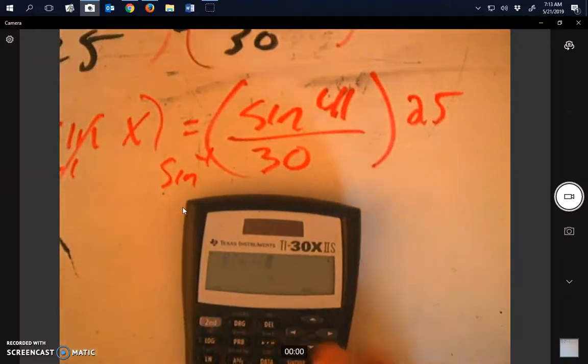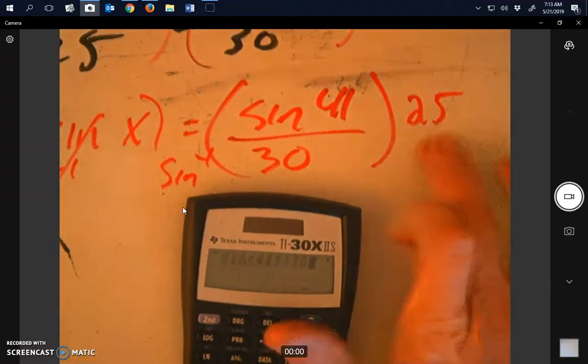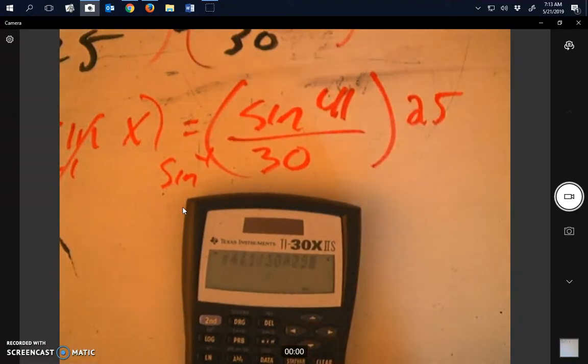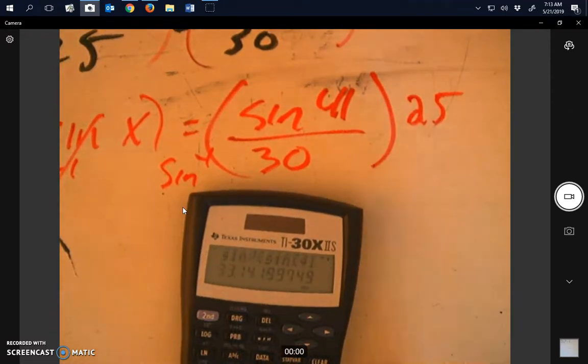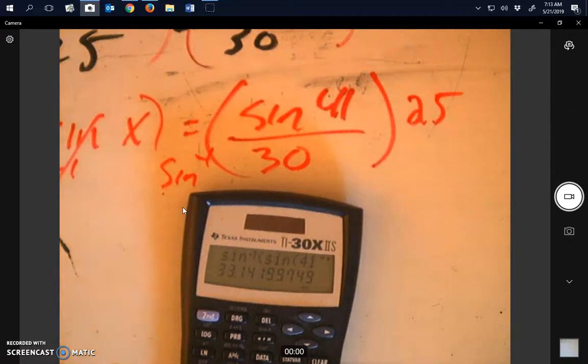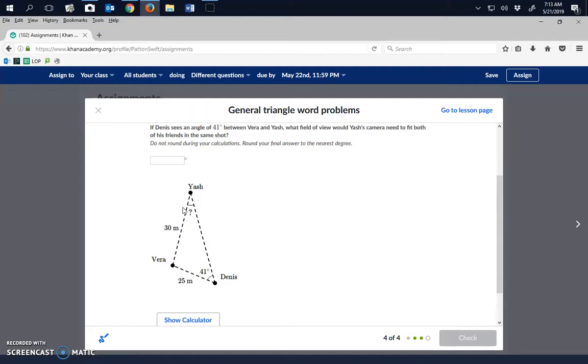So inverse sine, and then sine of our 41, close out our sine, 41, divide by 30, times 25, close out my first sine, which I don't have to, but I'm going to just because it's good practice, and we get 33.1419. That's going to round to 33. Yeah. So the nearest degree is what they want. So 33. And we're done.